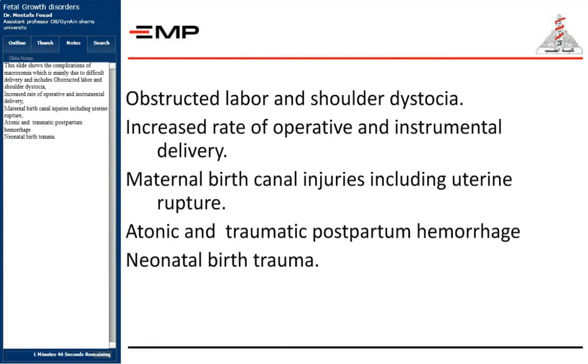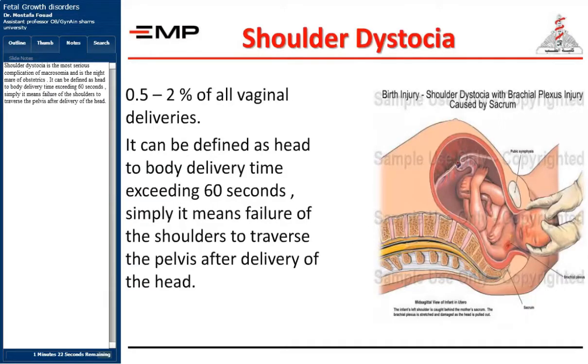This slide shows the complications of macrosomia, which are mainly due to difficult delivery and include obstructed labor and shoulder dystocia. Increased rate of operative and instrumental delivery. Maternal birth canal injuries including uterine rupture. Atonic and traumatic postpartum hemorrhage. Neonatal birth trauma. Shoulder dystocia is the most serious complication of macrosomia and is the nightmare of obstetrics.